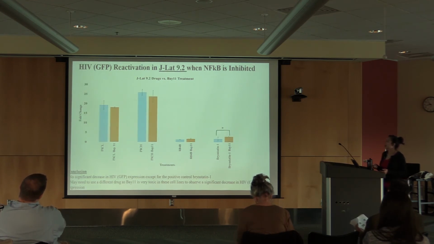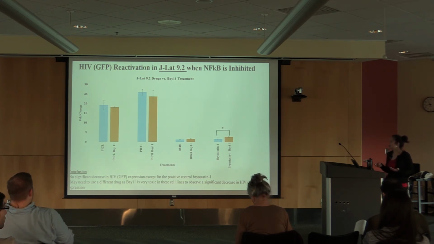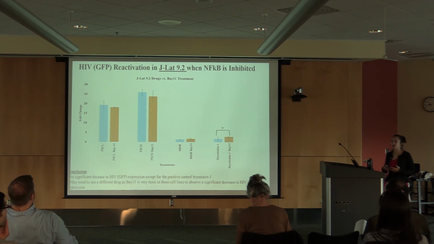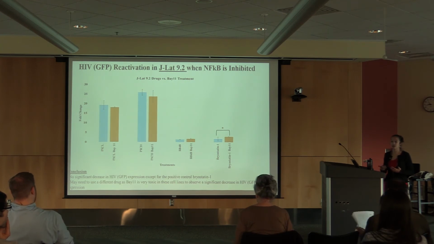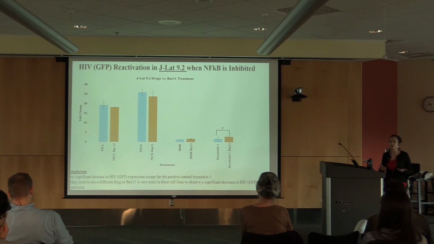Okay, and this is looking at the response in JLAT 9.2s when NF-kappa B is inhibited by Bay11. Again, we did see significant differences between the bryostatin treatments, but I wouldn't take this to heart. As I said before, the bryostatin did not reactivate very well within the JLAT 9.2s, and I couldn't increase the concentrations because of how toxic the Bay11 is to these cells. But overall, we are seeing a slight decrease in the poly-IC treatments.